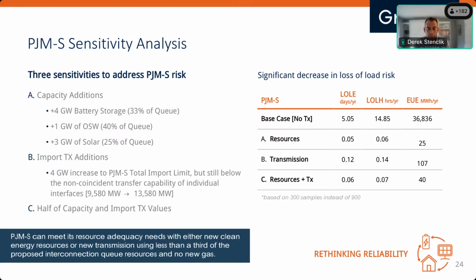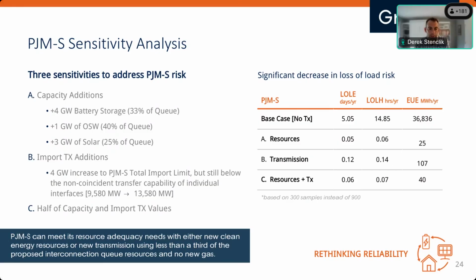But where we really wanted to show this is there are options available, and it's not just keeping legacy units online and doing so out of market, but it's really about how we can accelerate interconnection of new resources. There's a very large queue in the region of wind, solar, batteries. We showed a portion of that. If we could accelerate that, get that into the system, that would certainly help with the resource adequacy risk and bring it very much in line below the reliability criterion.